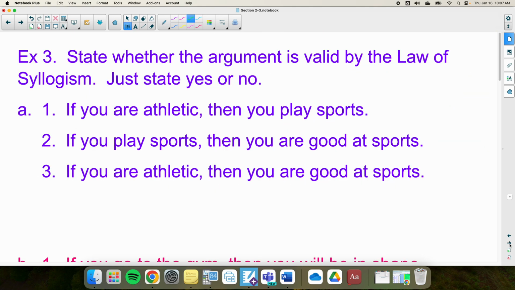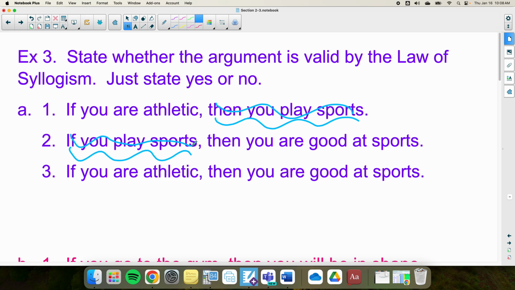Okay? So, here's an example. It says, if you are athletic, then you play sports. If you play sports, then you are good at sports. And then they have the conclusion, if you are athletic, then you are good at sports. This and this, are they talking about pretty much the same thing? Yes. So you forget about that, and then your final is just, if you are athletic, then you are good at sports.